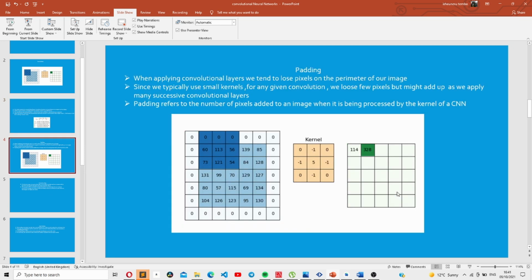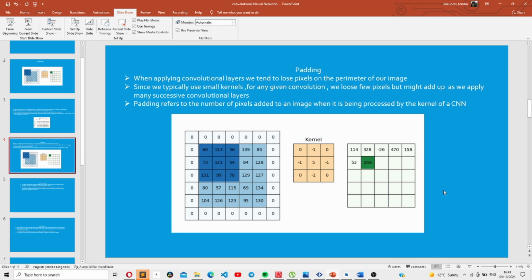So going further, padding. As you know, when we apply convolution to images in deep neural networks, we tend to lose pixels on the perimeter of our image. Since we are using small kernels or small filters for any given convolution, we lose only a few pixels, but it might add up as we apply many successive convolution layers. As you know, since we are doing deep learning, we have successive layers, right?